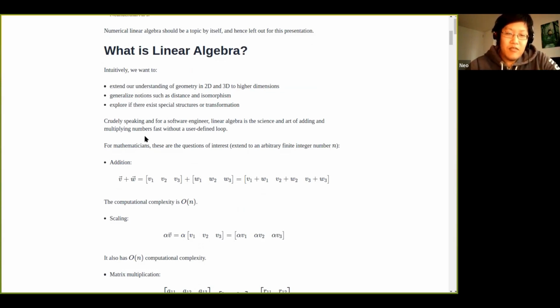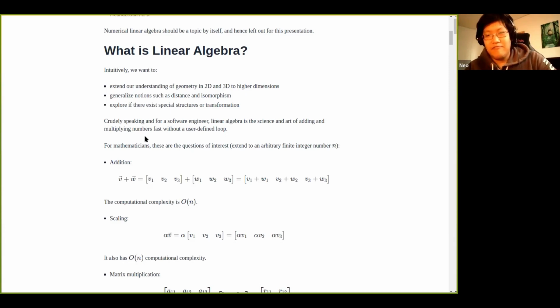Since we have this abstract space, we also want to generalize notions such as distances or transformations that do not change so much, such as a rotation. We have some shape and we rotate it, and it's still the same thing, but what does it mean in higher dimensions? And in the end, we want to see if in these transformations we can have some special structures to make them more efficient to apply.